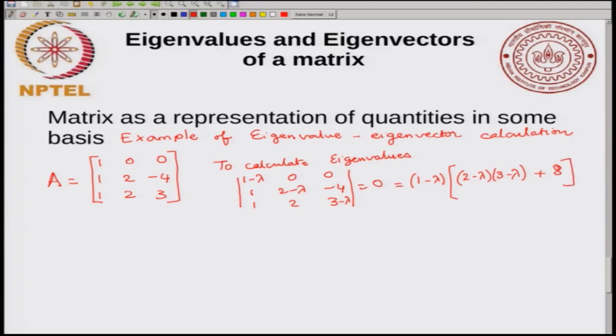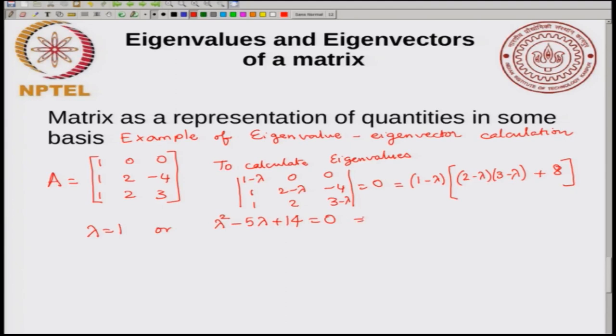And this has to be equal to 0. So immediately you can see that lambda equal to 1 will satisfy this. So one root of this cubic equation is lambda equal to 1. Now if I just expand this out, I'll get lambda squared minus 5 lambda plus 14 equal to 0.